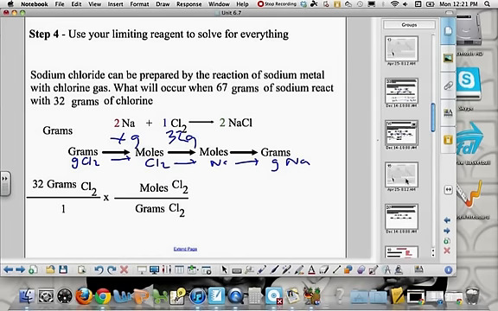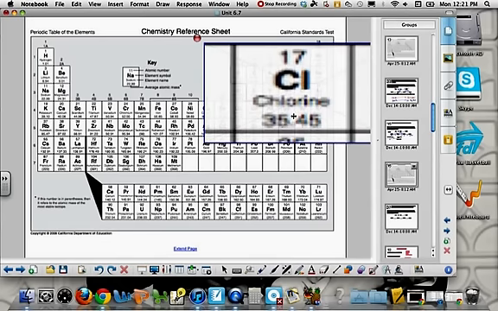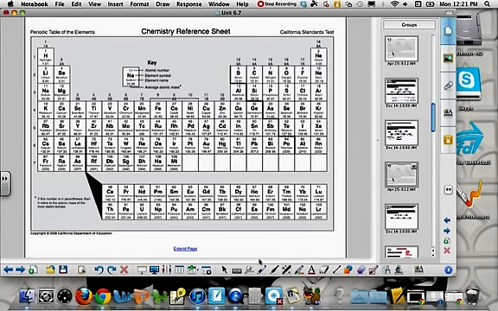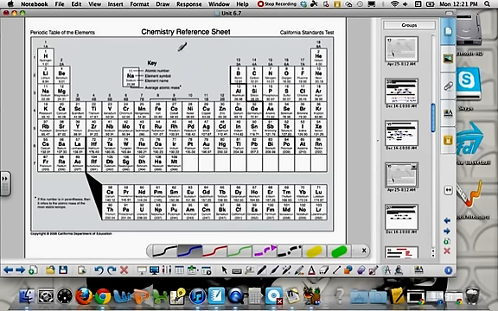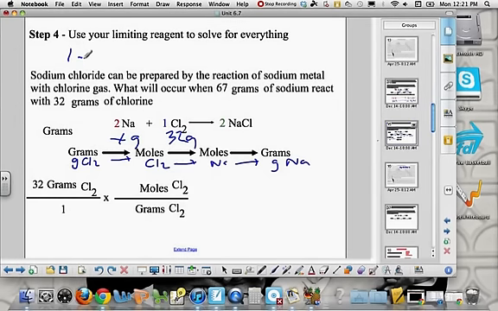To do this, I have to look at the periodic table. So I'm going to pull up the periodic table real quick. Again, we did this earlier when we looked at chlorine. There's my chlorine. My mass of it is 35.45, and we said that chlorine will just have a mass of 35.5. But since I have 2 of them, I have to multiply this by 2, so my mass of chlorine will be 71. So we have 1 mole of Cl2 is equal to 71 grams of Cl2. 71 grams on the bottom for every 1 mole.